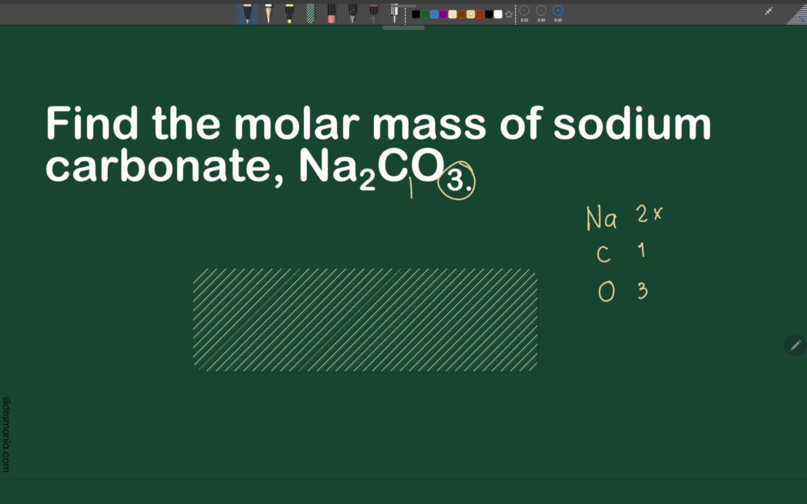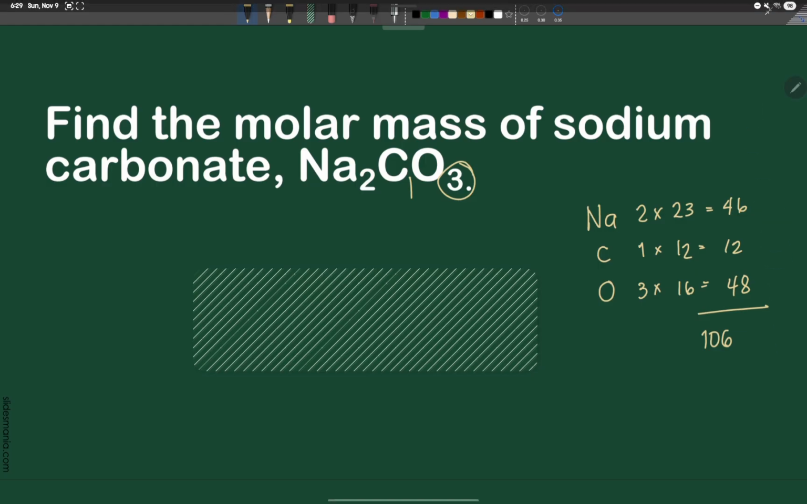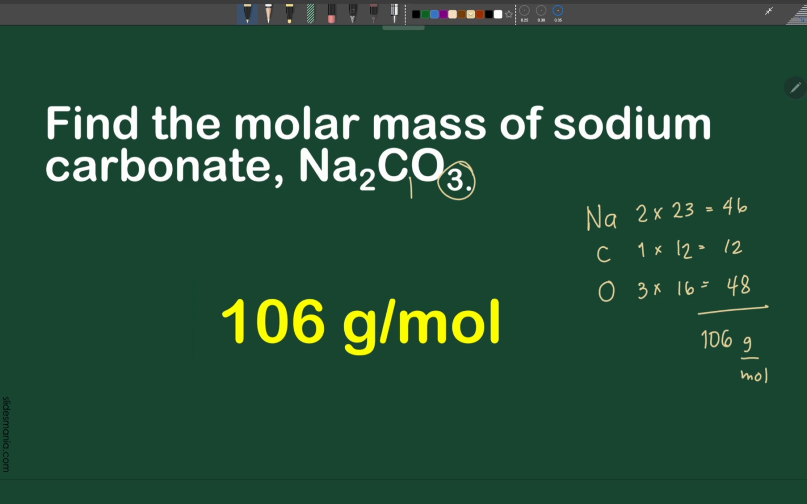Then you look at the periodic table to get the mass. We'll use the whole number. So for sodium, that's 23. Carbon is 12. Oxygen is 16. Then multiply. So we have here 46, 12, plus 48. Then add this together. Of course, I'll compute 46 plus 12 plus 48. So that will be 106, and the unit is grams per mole. Okay, so there.